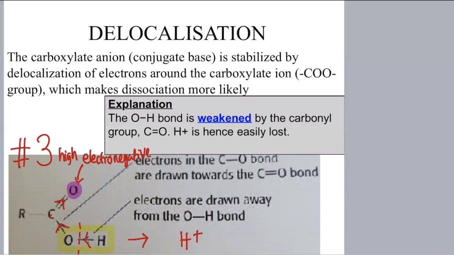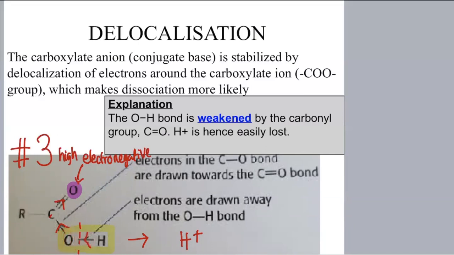I find this the easiest to understand, but you have to remember this red arrow showing you that the electron density is being drawn or attracted towards this pink oxygen. I have one student asking, what about this oxygen? It is also electronegative. Yes, this oxygen is electronegative. That's why it's pulling the electrons from the OH bond.